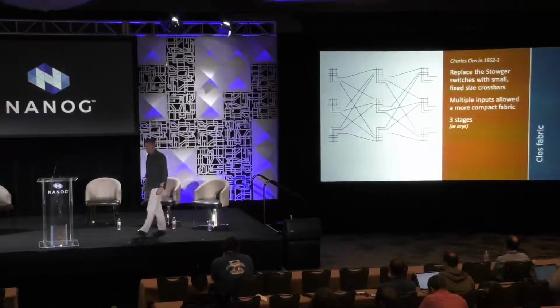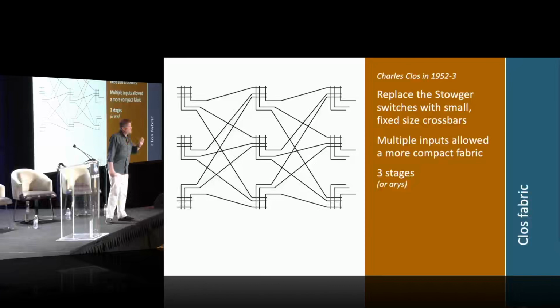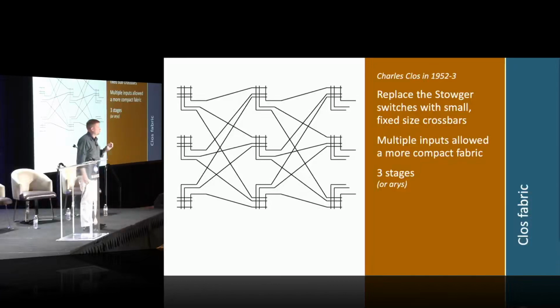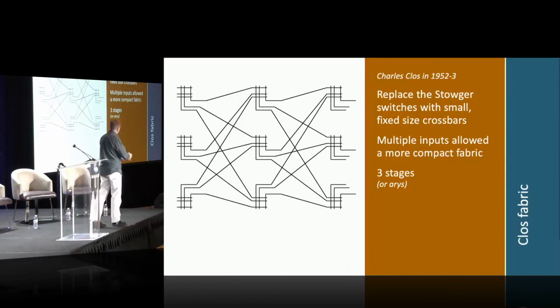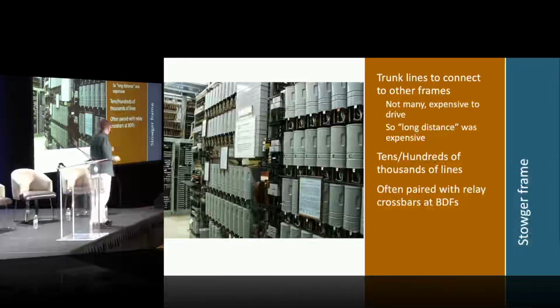Now, Charles Clos in 1952 or 1953, you may have heard this bit of the history before, said these Stroger switches are very expensive to run. They suck up a lot of power. They're very hard to tune and maintain because of those pairs of armatures and that 1 in, 100 out. So he said, how can I replace the Stroger switch with something that is more heat efficient, more power efficient, and actually lets me scale? The Stroger switches are also extraordinarily large and heavy. They take up a lot of space.